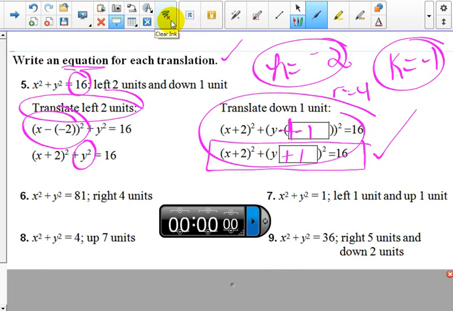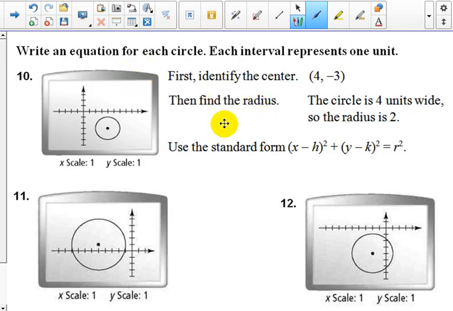Now let's look a little further ahead. The rest of the first side of the workbook page says write an equation for each circle. Each interval represents 1 unit. And in number 10, they show us a graph with the circle in it. And they give us x scale 1, y scale 1. So each unit on the horizontal and vertical is 1.